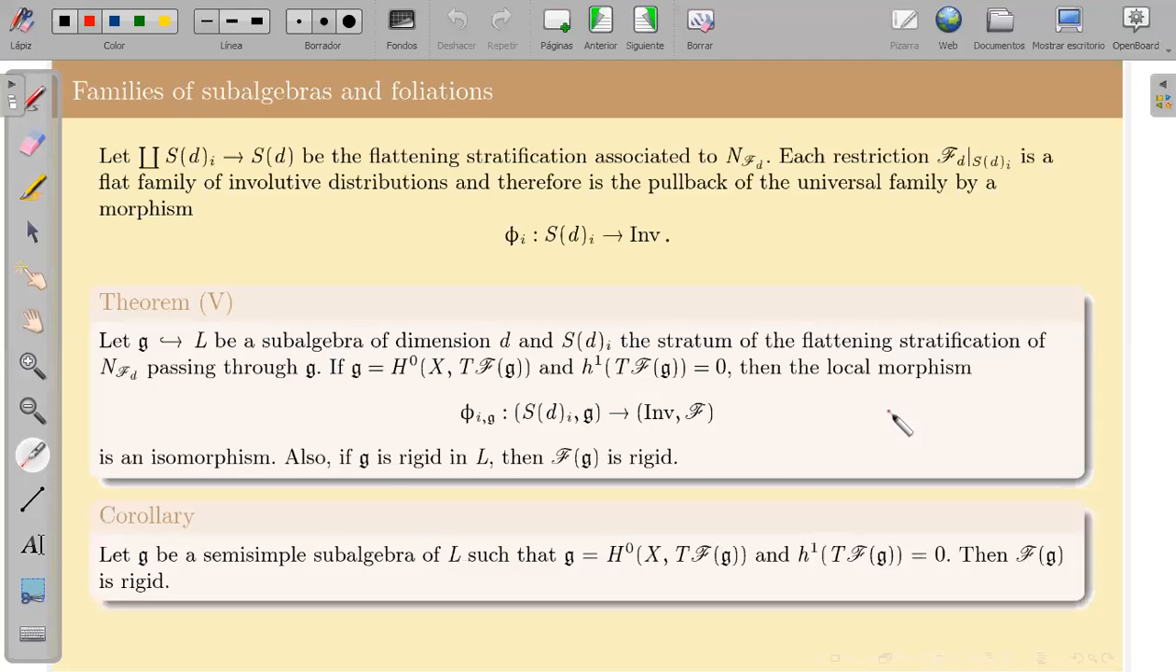So, a corollary: since Lie subalgebras are known to be rigid, if we're standing at a Lie subalgebra satisfying these two hypotheses, then the corresponding foliation will be rigid. And so now the natural question is, okay, so when do these hypotheses hold?